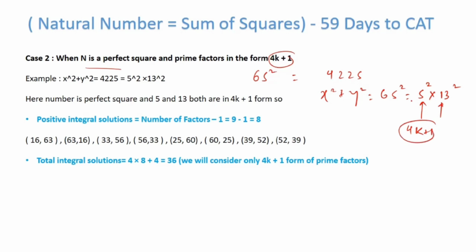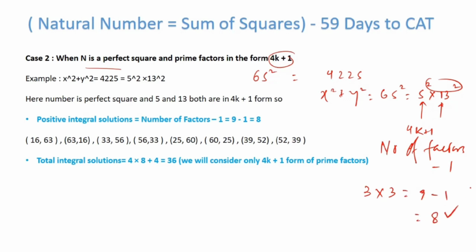So, nothing to worry about. Number of positive integer solutions will be number of factors minus 1. What will be the number of factors here? Number of factors here will be 3 into 3, which is 9, minus 1, that is 8. So number of positive integer solutions is equal to 8. We have listed all the 8 here if you see.